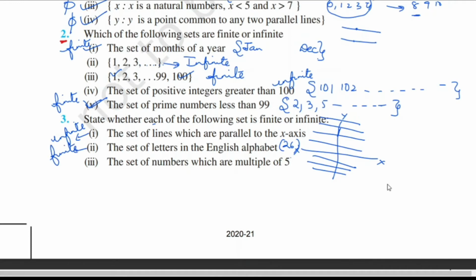Set of numbers which are multiples of 5. Yes, 5, 10, 15. Where does it end? No ending. It goes on because these are multiples of natural numbers. So it does not have a limit. The ending part is not given. It is an infinite set. Next one.